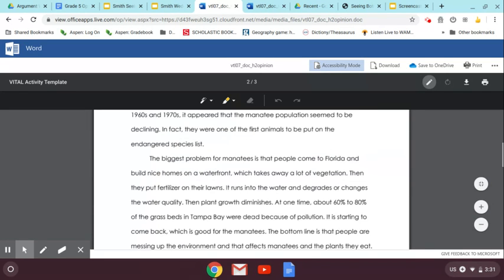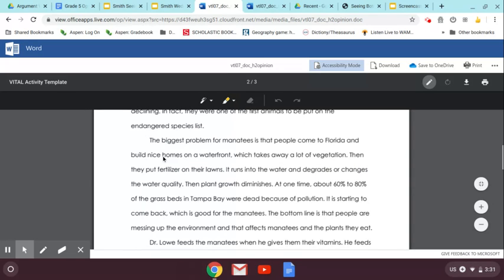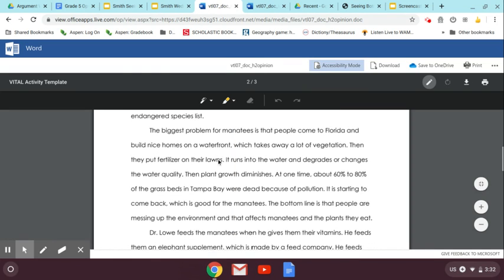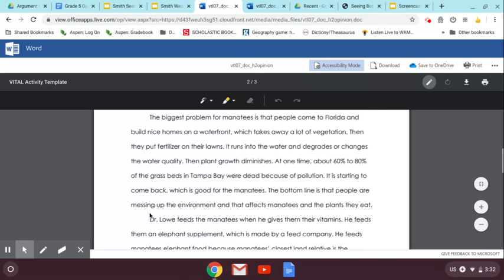It took me a while. I found nice homes, which is an opinion because maybe some people don't think homes on the waterfront are nice. Maybe they're McMansions on the waterfront. Maybe they're not so nice homes. So that's an opinion. Also, messing up the environment. That's kind of an opinion word. Maybe some people think that people aren't messing up the environment because people have a right to their property and do what they want to their property.